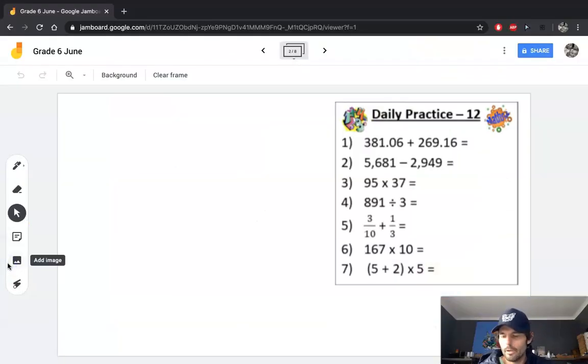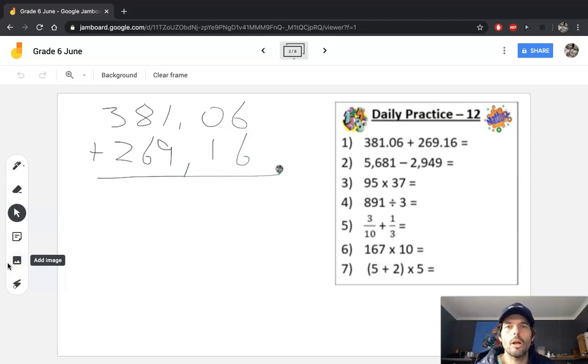As your mental arithmetic practice, so first question, 381,06, and to that we are adding 269,16, and let's remember to put all the numbers in the correct columns, and then we add normally. 6 add 6 is 12. We need to carry the 10.